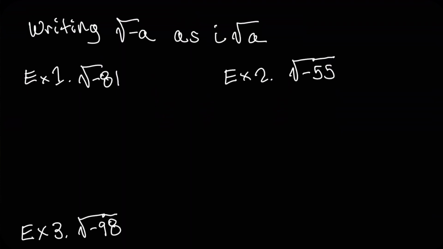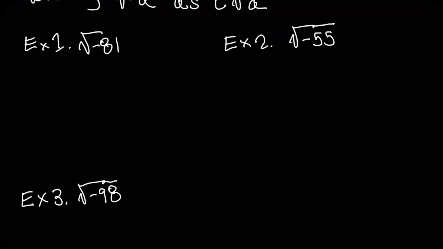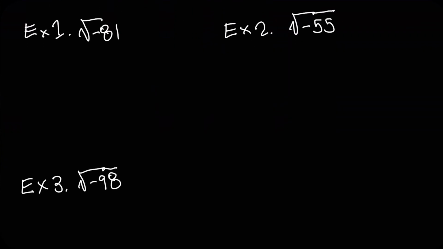We want to write the square root of negative a as i times the square root of a. So our first example, we have the square root of negative 81. The first thing we can do, again, is break this apart.